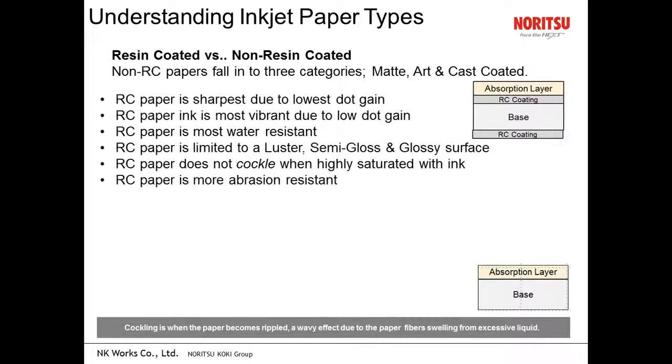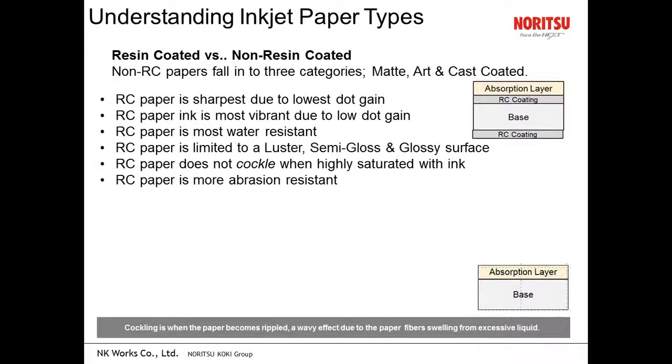So some of the attributes of RC paper are: it is the sharpest due to the lowest dot gain. Because the droplet stays round and together, it's the most vibrant in color. It's more water resistant. However, it is limited to luster, semi-gloss, and gloss. We're not going to get a matte paper. Matte paper will not cockle when it gets highly saturated with ink. Cockling is when the paper gets so much moisture absorbed into it that it actually contracts and wrinkles.